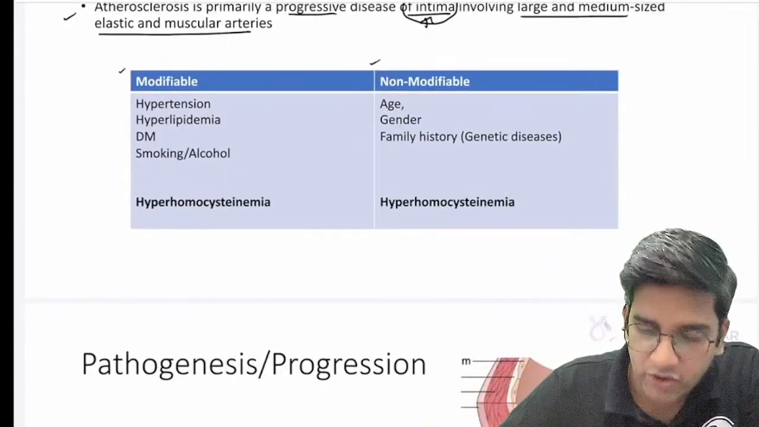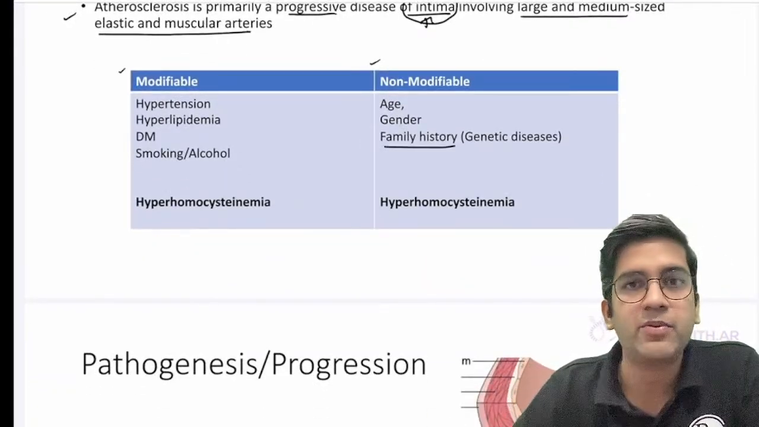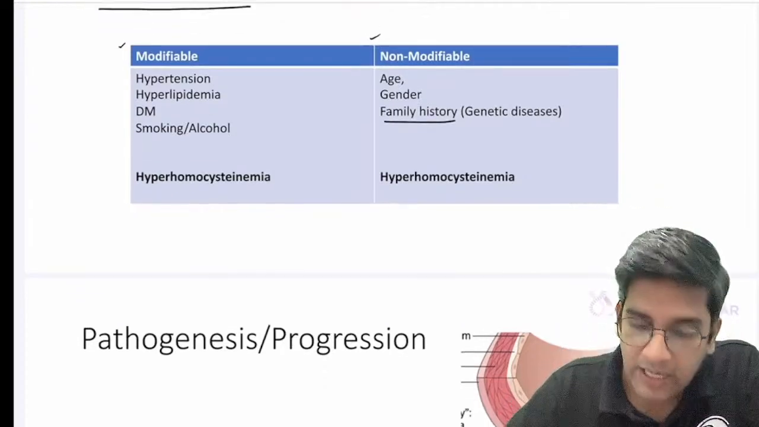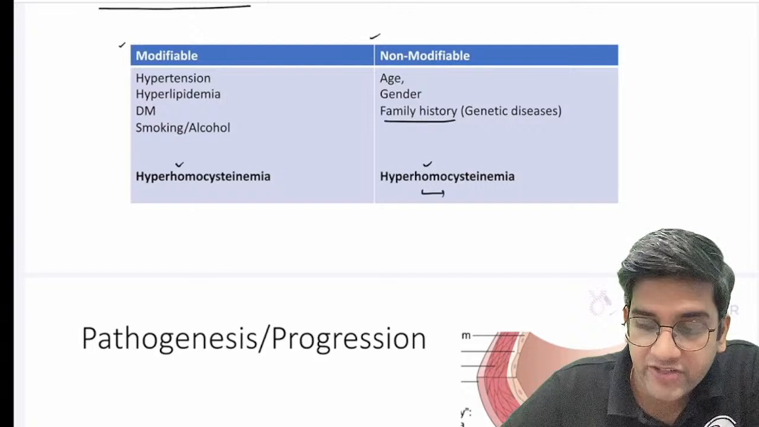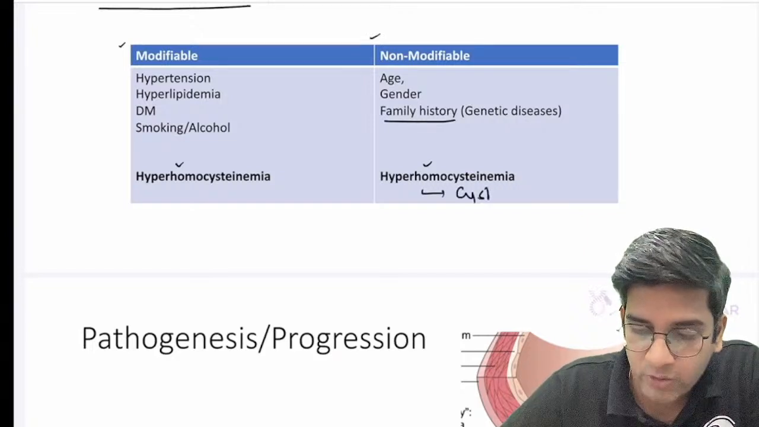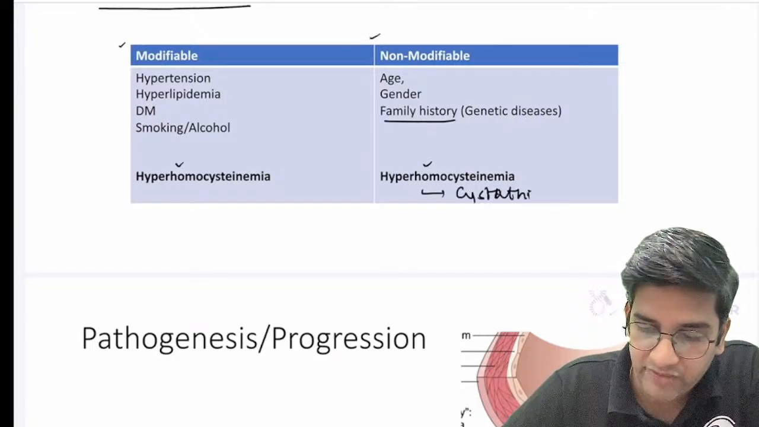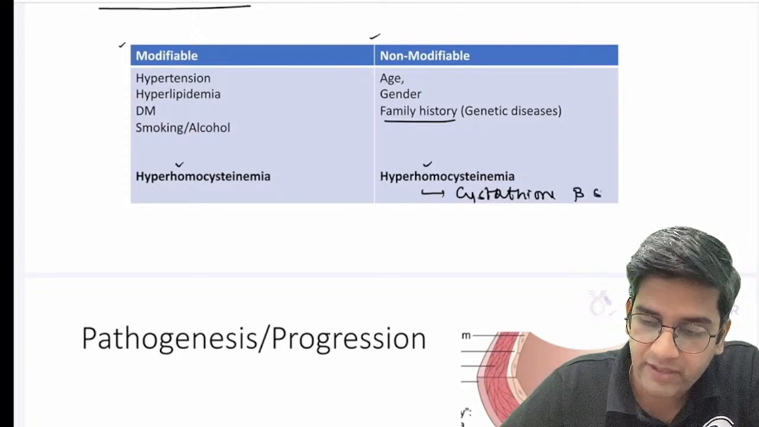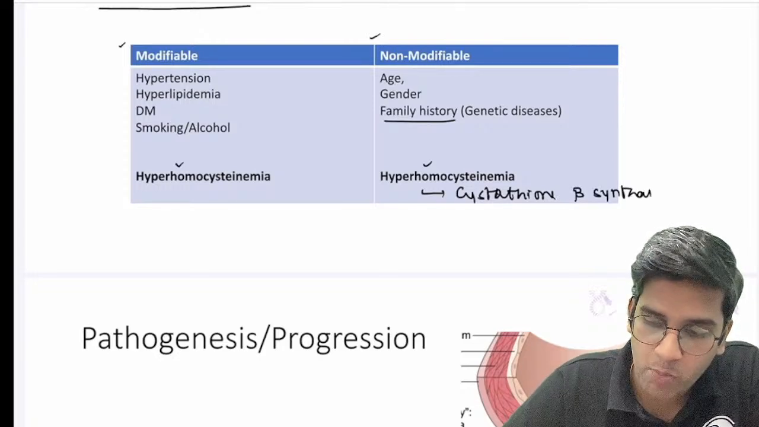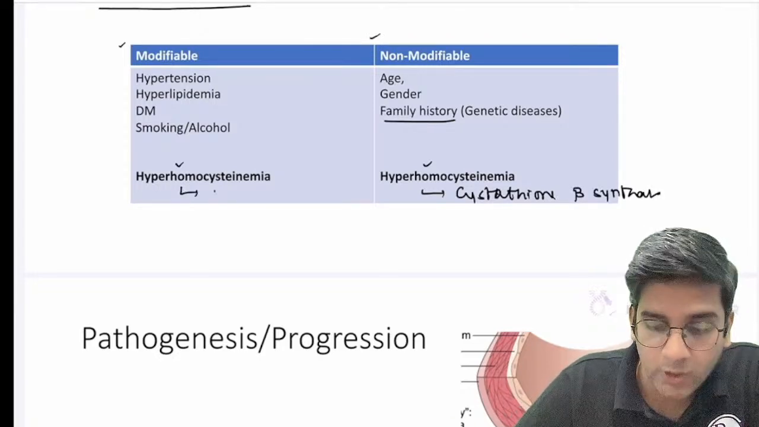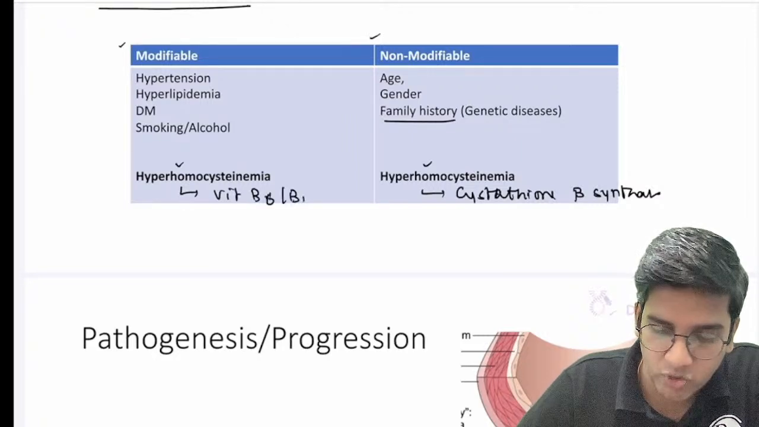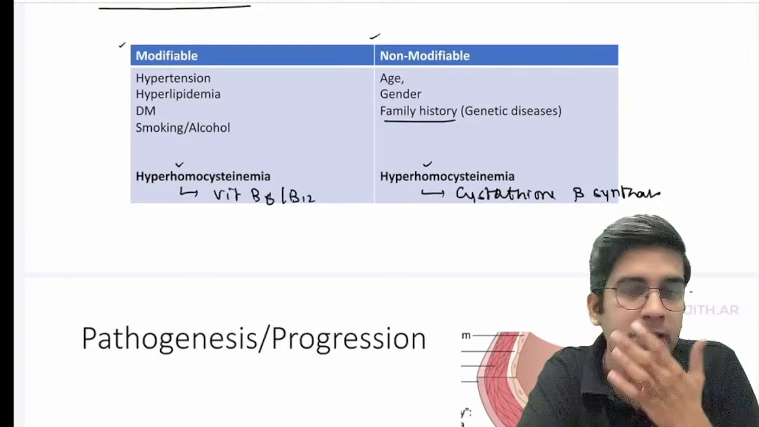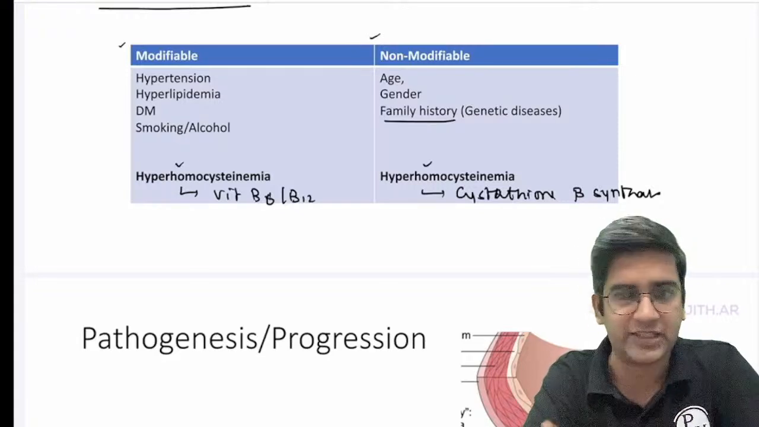If you want to explain this in extra detail, you can write the types of hypercholesterolemias, whatever you know, right? Hyperhomocystinemia, I have written in both. If it's genetic, the cystathionine beta synthase enzyme defect, then it is going to be non-modifiable. Hyperhomocystinemia can also be due to vitamin deficiency. B6, B12 deficiencies can also result in hyperhomocystinemia. That will be under the modifiable risk factors, right? These are the risk factors, that's all.